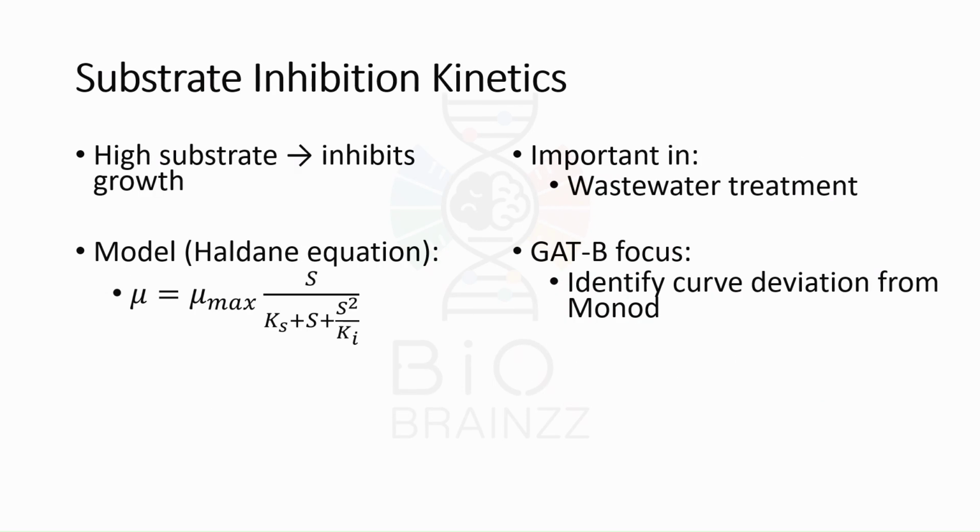In some cases, high substrate concentration reduces growth instead of increasing it. This is called substrate inhibition. It is explained by the Haldane model. This concept is important in systems like wastewater treatment and is often asked in exams.